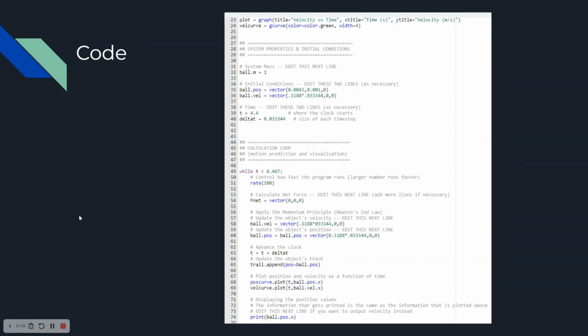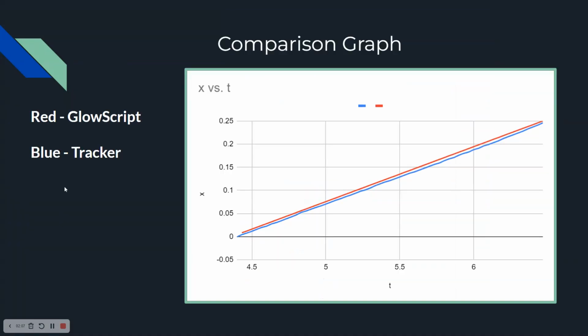So now we're going to take a look at the code. In this code, it's set up so that the object's position is checked at the same time intervals as the real world observation that was done with tracker, so that it's pretty easy to compare both of these models side by side or even at the same time. So that brings us to the next graph, where we can see both of these models being shown at the same time on one graph.